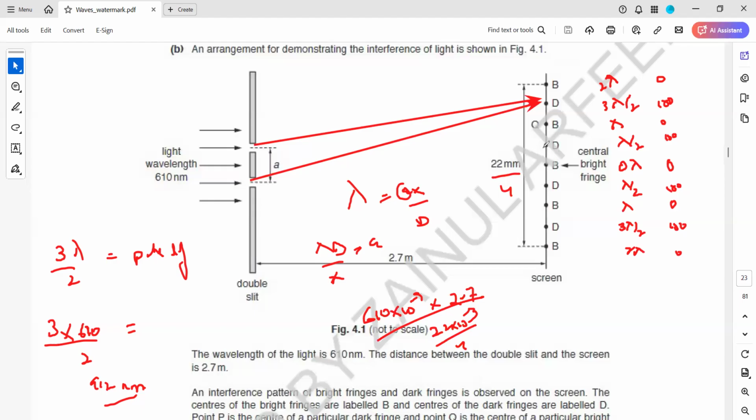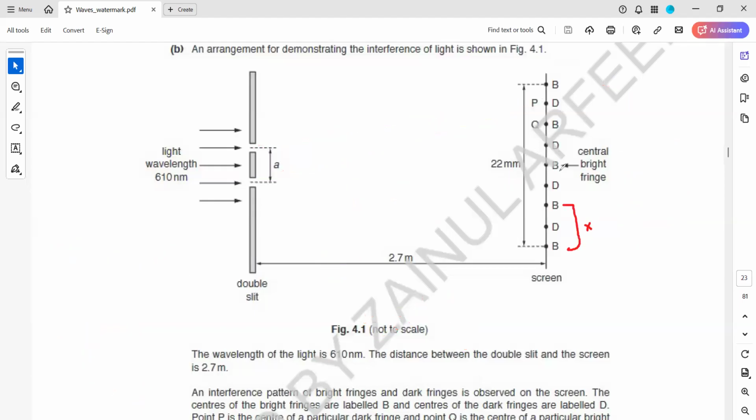Because X is the spacing between the two successive fringes, like the bright fringes. So this is 1x, this is 2x, this is 3x, and this one is 4x. So that's why I did not divide it. X is not the width of one bright. X is actually the space between two successive brights or two successive darks. So this is 1x, 2x, 3x, and 4x. That is 22. Is it clear? So X is not the width of the bright. X is the space between the two fringes.